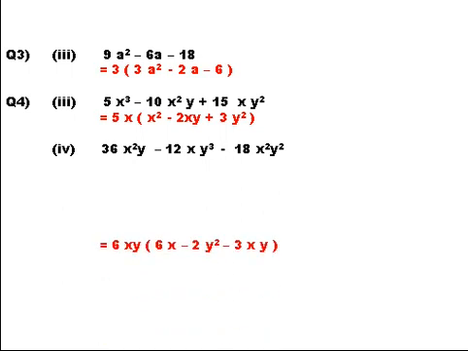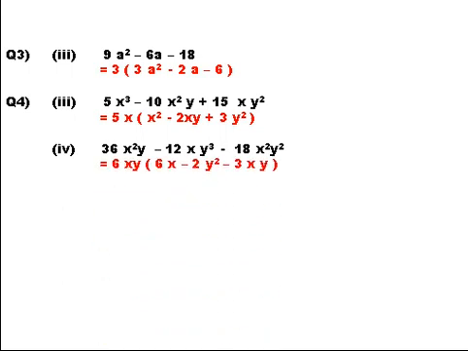So we will take 6xy as common, and the remaining values will be written within the bracket like we have done in the previous questions. Moving ahead with question number 5, starting with the second part of it.